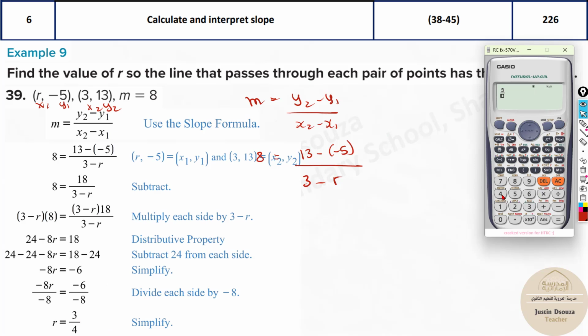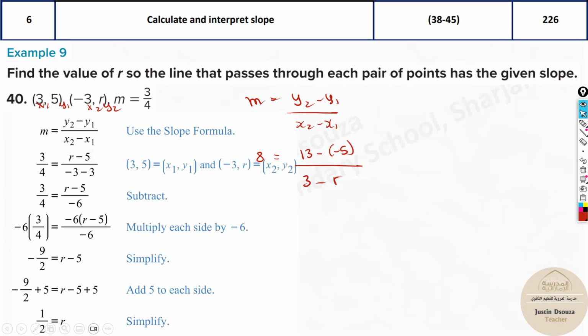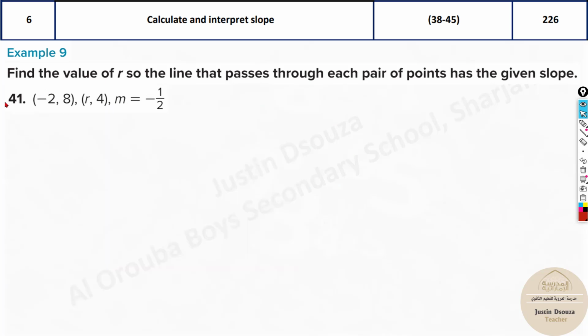Just solve all the options. 3/4 will give you 0.75. Only one answer will be accurate to what you get. Now solve the others by yourselves. Please do pause the video. This is again straightforward. Please do pause the video. Write the formula, type it in the calculator and find the answer, and then check with the answers over here.